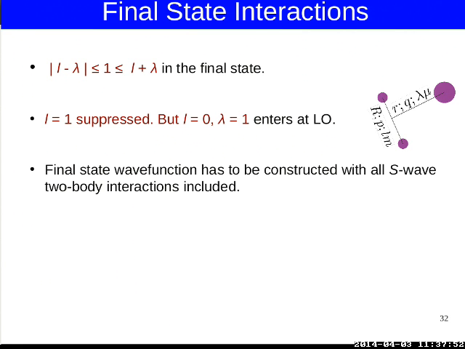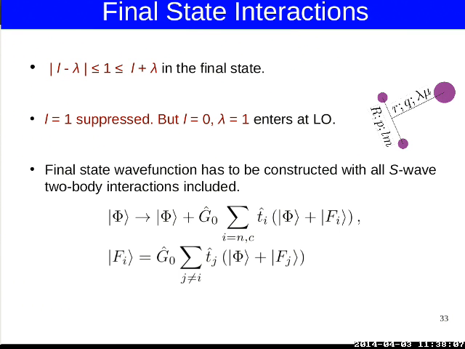And since we are dealing with systems with large S-wave scattering lengths, all these interactions need to be accounted for even at leading order. So the final state wave function has to be constructed with all S-wave two-body interactions included, which means that the final state wave function will no longer be a free state, but it has to be constructed like this, where T is the two-body S-wave T matrix, and these F's are the Faddeev spectator functions that have to be calculated above the three-body breakup threshold now.